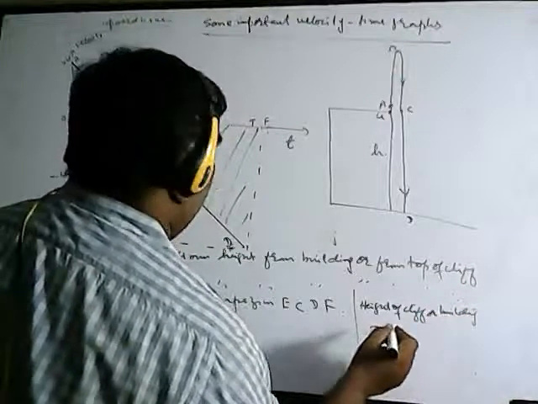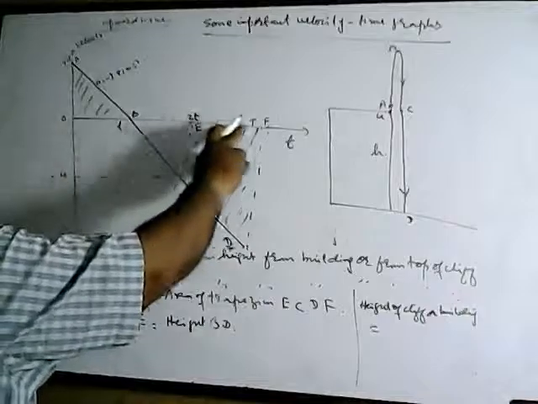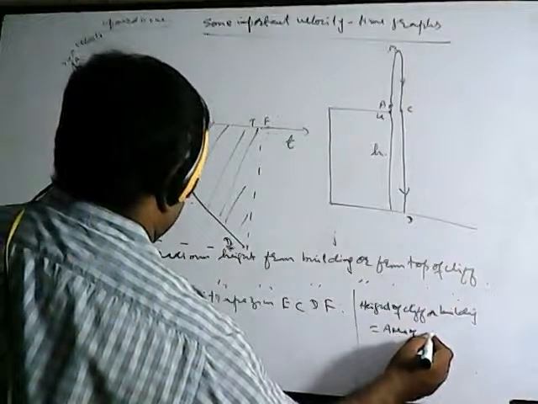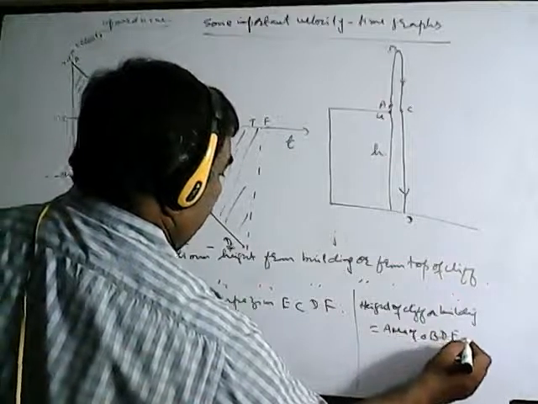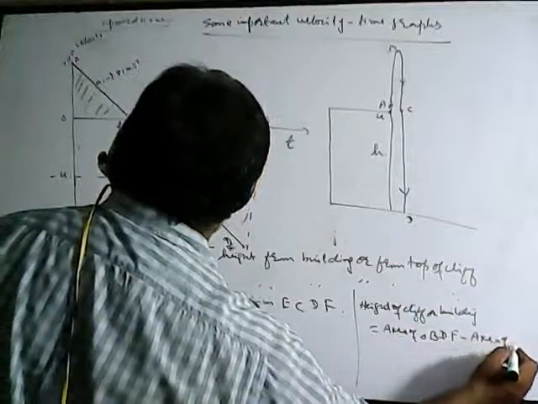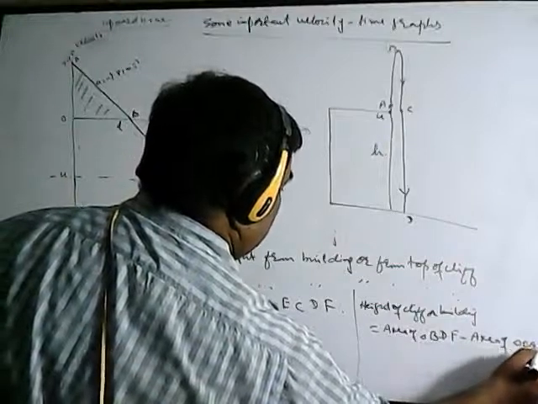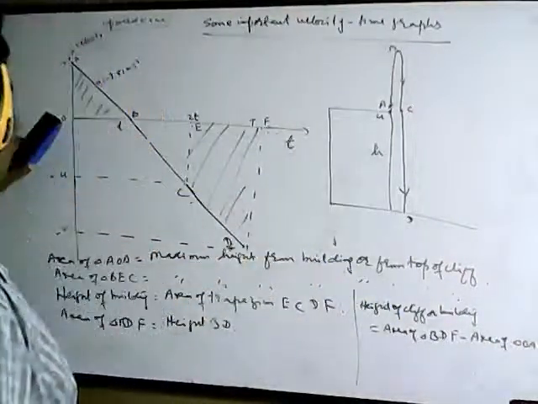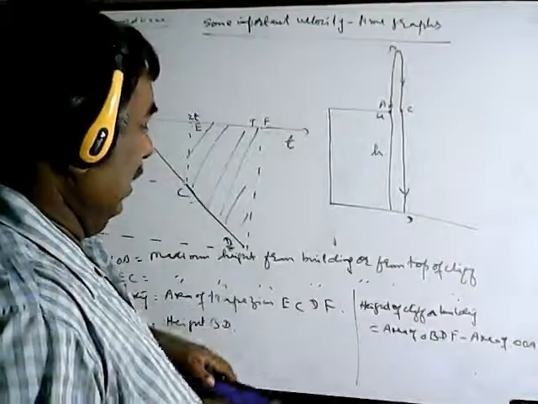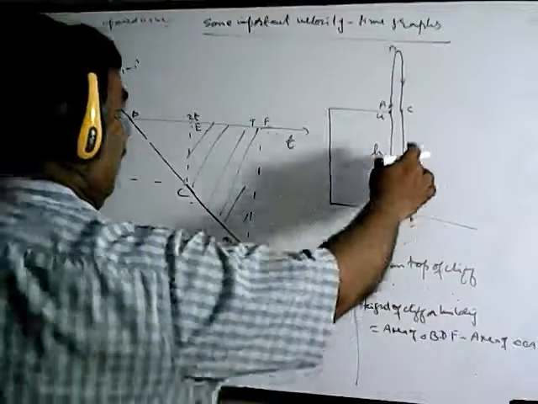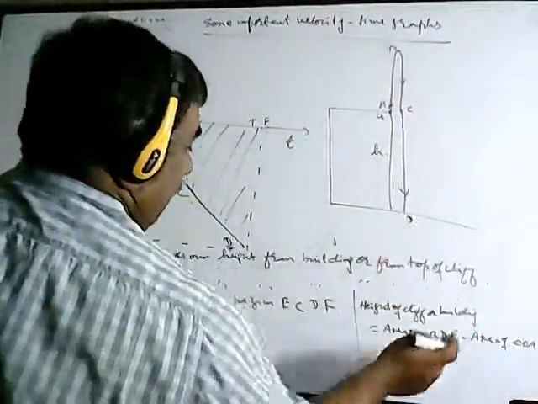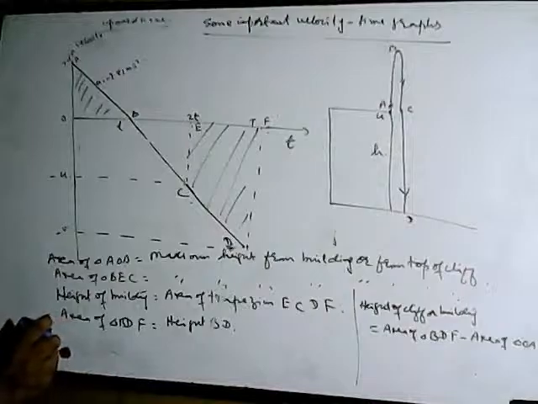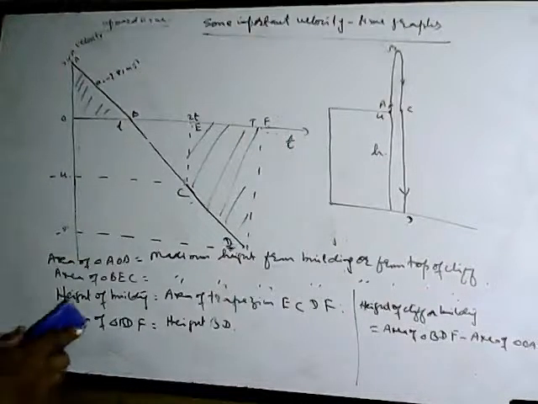and this is the way we found it. Actually, we first calculate the area of triangle BDF minus the area of the triangle OAB. That's it. Because area of triangle BDF is nothing but the BD, and area of the triangle OAB is nothing but the AB. So if you subtract AB from BD, it comes to the height of the building. In that way we can calculate the height of the building.